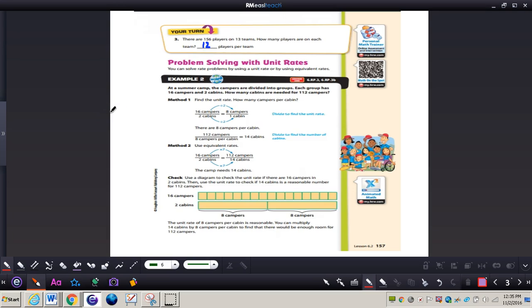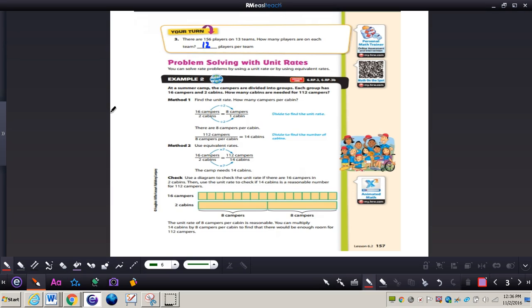So it says problem solving with unit rates. It says you can solve rate problems by using a unit rate or using equivalent rates. At a summer camp, the campers are divided into groups. Each group has 16 campers and 2 cabins. How many cabins are needed for 112 campers?